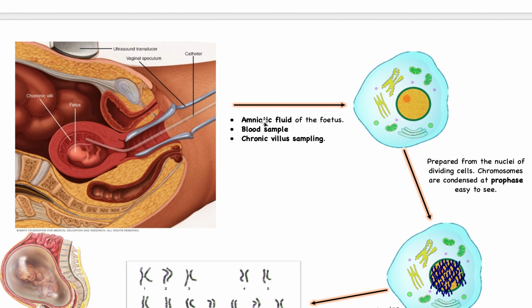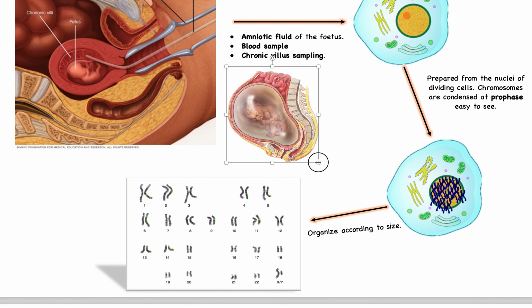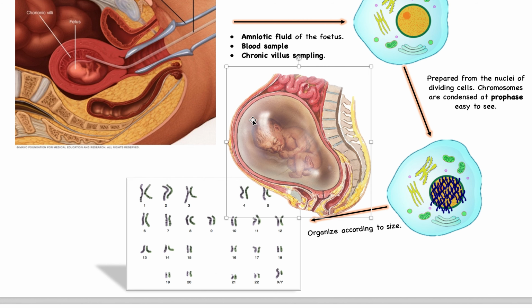Either the amniotic fluid of the fetus. So when the fetus is growing, we know it's growing in a sac-like fluid, right? You can see here. So here's a better image. Let me make this one bigger. It is growing in this fluid, and this fluid helps to protect the baby from when the mom is moving so it doesn't bash itself around everywhere.